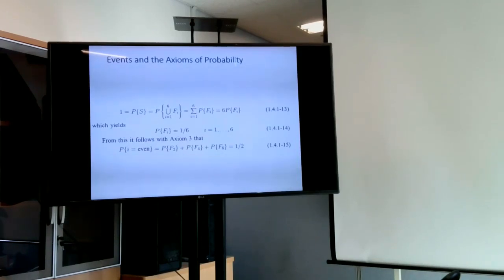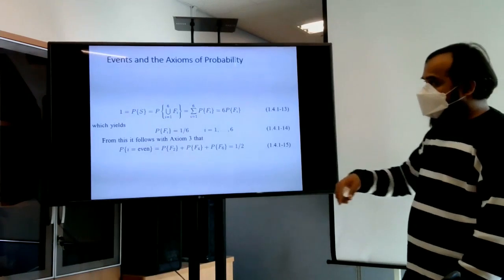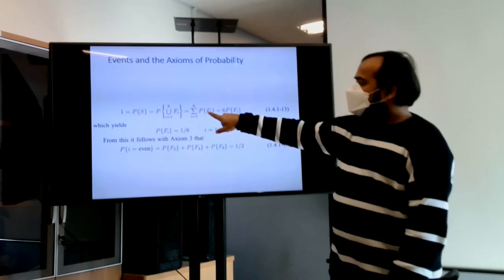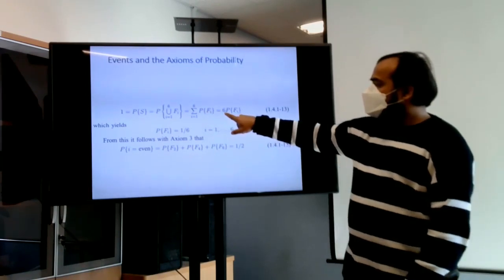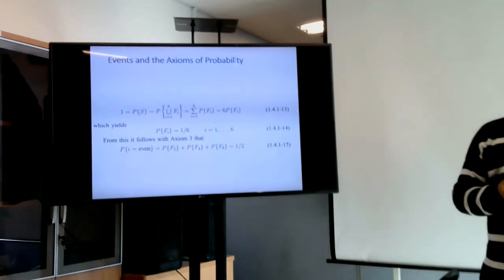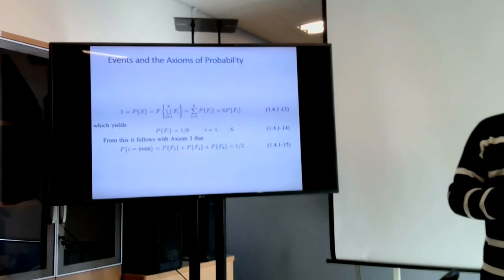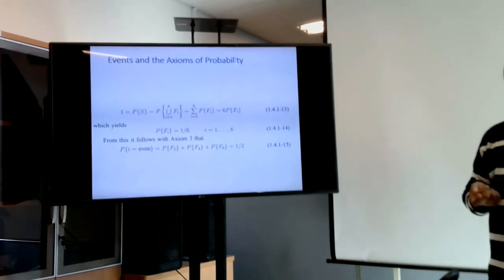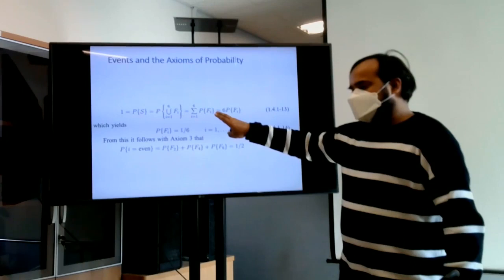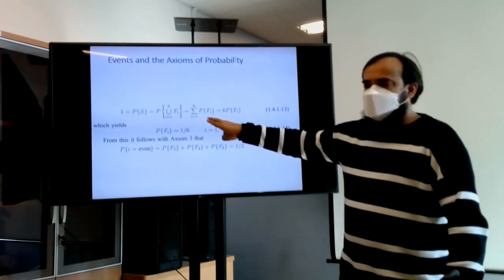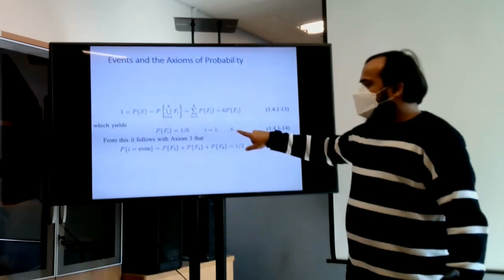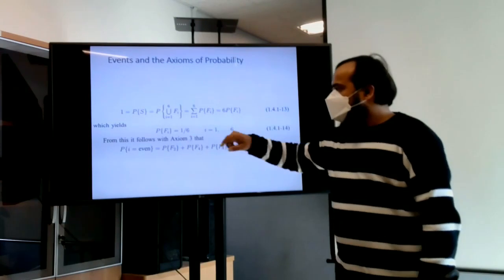Any event can occur, but it has the unity property. For example, in this rolling die experiment, the sure event P of S is always equal to 1, because the sum of P of Fi over i equals 1 to 6 is 1, since there are 6 outcomes. So 6 times P of Fi equals 1, so P of Fi equals 1 over 6.